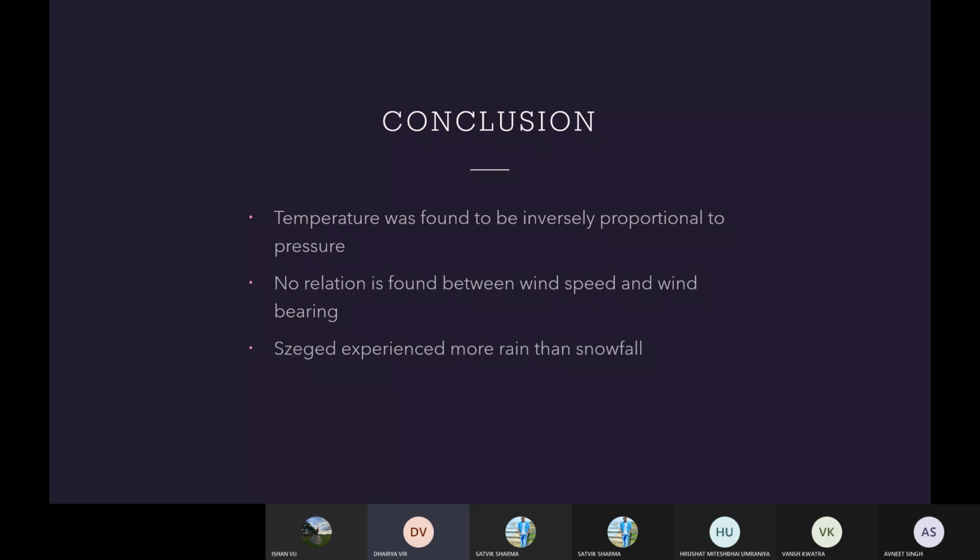Number two, theoretically, wind speed does not get affected by wind bearing. When the graph is plotted, their correlation portrays the same result, showing a very slight positive correlation. And number three, a strong conclusion is that data analysis confirms more rainfall than snowfall. That's it for my conclusion.